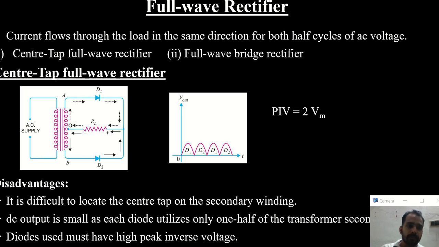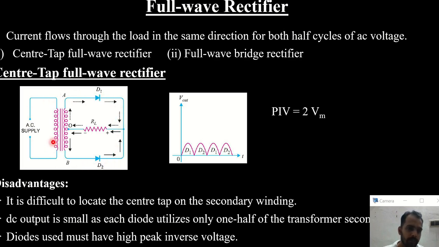Here the current flows through the load resistance in the same direction for both half cycles of the input AC voltage. That is the main advantage of a full wave rectifier. Usually the full wave rectifier can be constructed in two ways. One is called a center tapped full wave rectifier and the other is the full wave bridge rectifier. First of all we will discuss the center tap full wave rectifier.